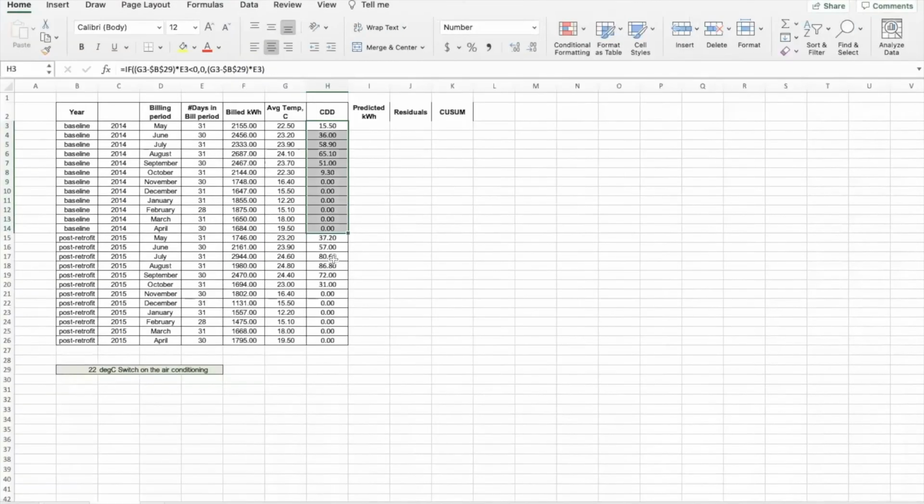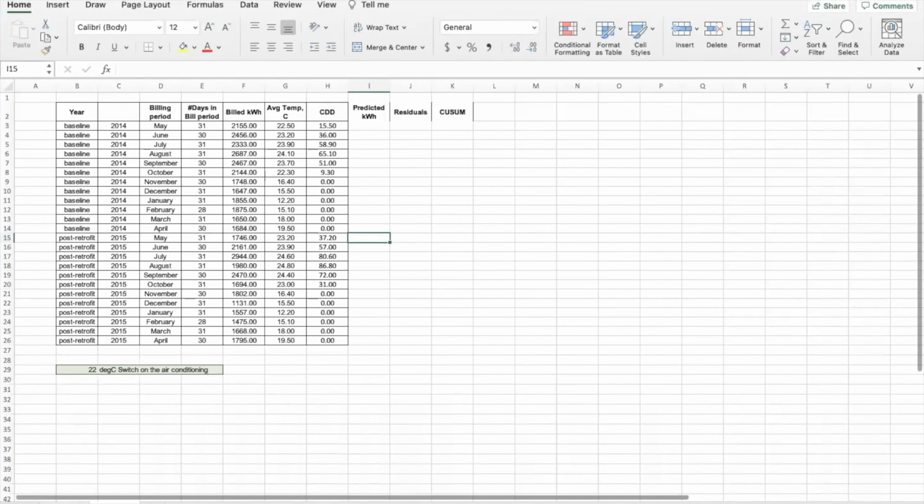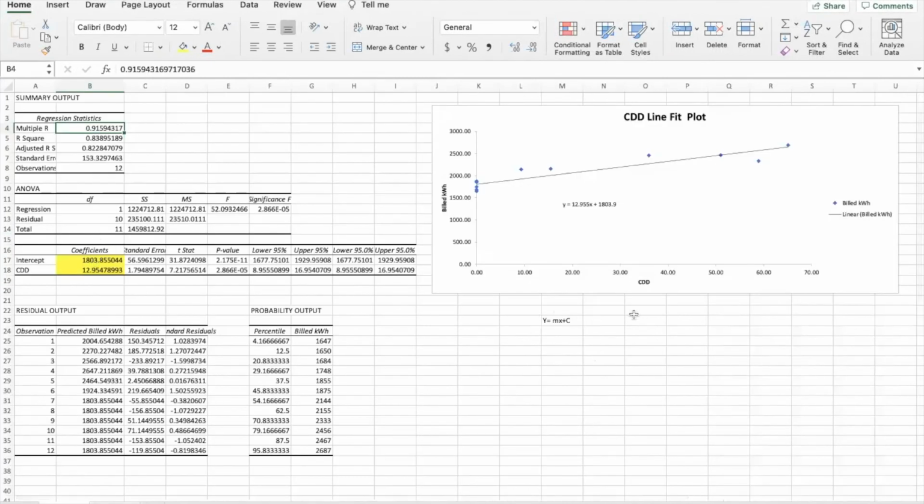So let's see how we can obtain the predicted energy consumption. As we have found this kind of relationship, now we can construct an equation like that. In this equation, y is the energy consumption and x is the CDD. If I know the value of CDD, then we can estimate the energy consumption. We should have this concept.